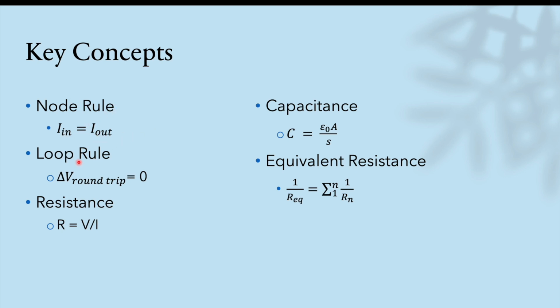Some key concepts: we have the node rule, which is that the current in is always equal to the current out, the loop rule, which is that the change in potential for a round trip is always 0, then resistance V equals IR, and then we have our equation for capacitance here, and finally the equivalent resistance equation.